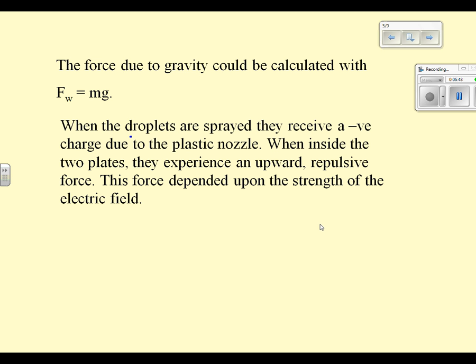Some people say when the droplets are sprayed, they receive a negative charge due to the plastic nozzle. Most booklets say, and I've got to fix this, that he used X-rays. It really doesn't matter. When inside the two plates, they experience an upward repulsive force.